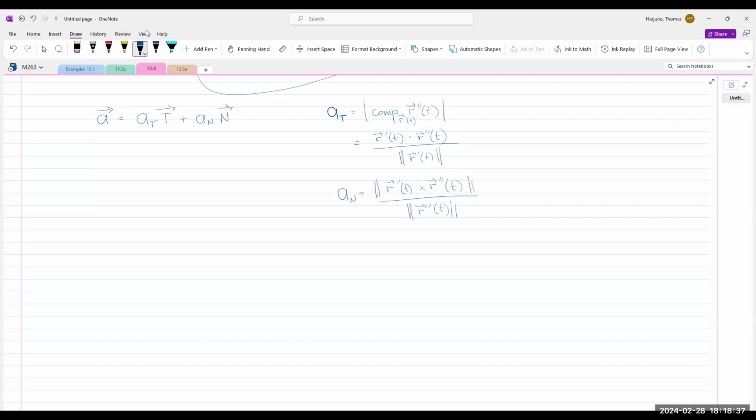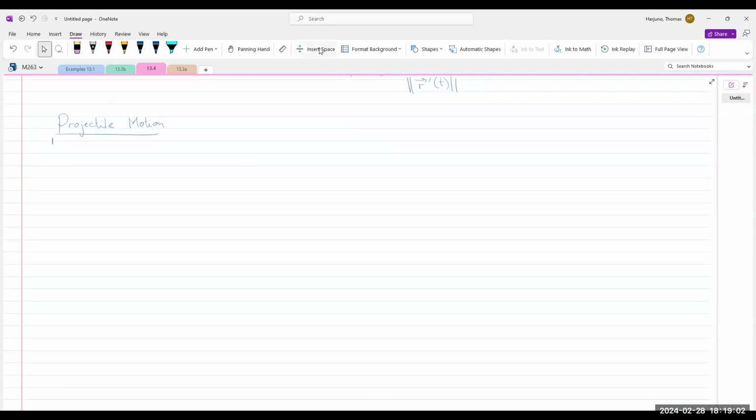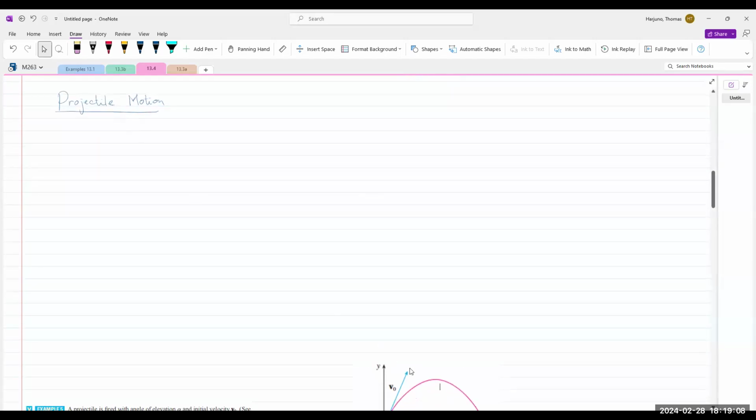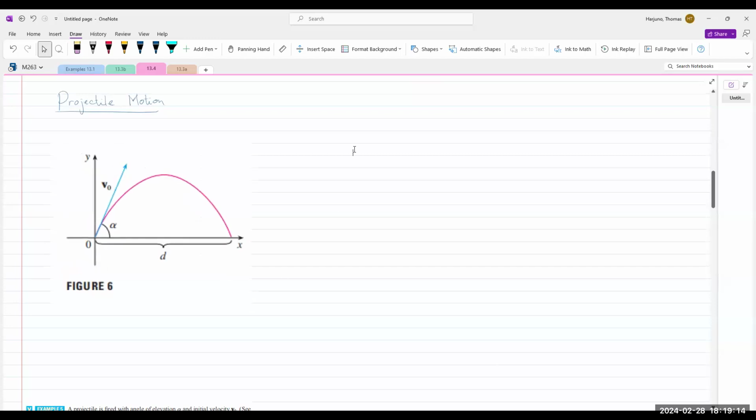Okay. Now next, I want to go on to the things that I consider very interesting, and I would like you to think about this even more: projectile motion. Now, what is projectile motion? Projectile motion is the following. Let me move this picture here and make it larger. Okay, I copy-pasted this picture from our textbook.